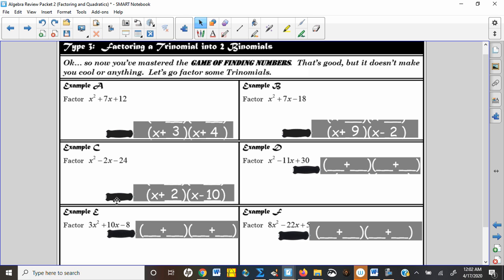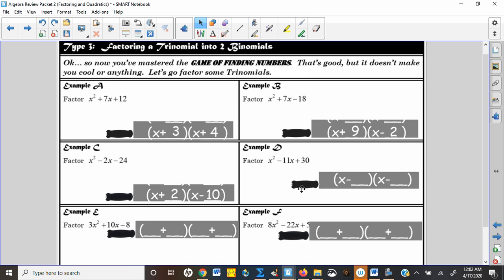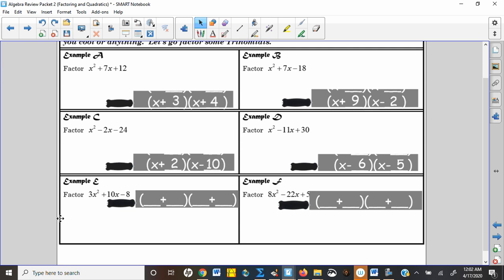That's not even close. That's the second error. I was working too fast today. This one should have been negative 6, positive 4 to make that one work. Okay. Let's do example D. Negative times a negative is going to add to a negative but multiply to a positive. And then how about 3 and 10? No. 5 and 6. 5 and 6, right? There you go.